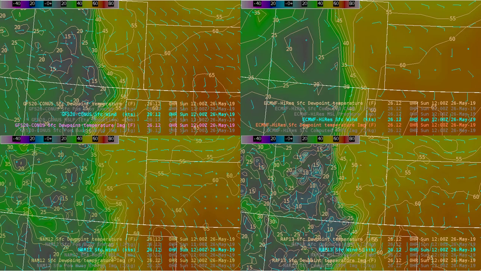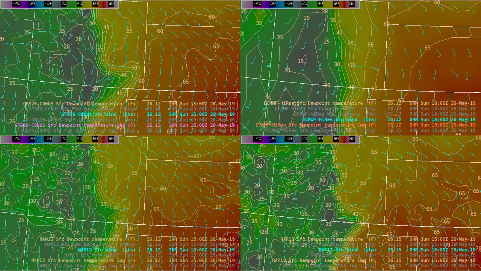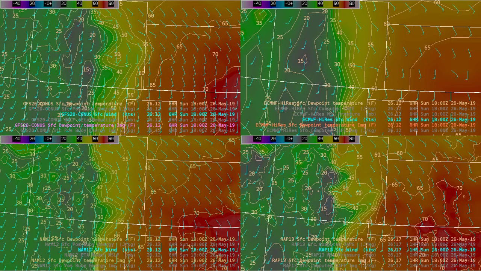Now if we switch to just the surface dew point and winds from the same 4 models initialized at 12Z, I'll advance along slowly to 15Z and then 18Z, and just notice the enhanced convergence that you see near that surface low where the different air mass boundaries intersect, and convective initiation would be likely in this region.